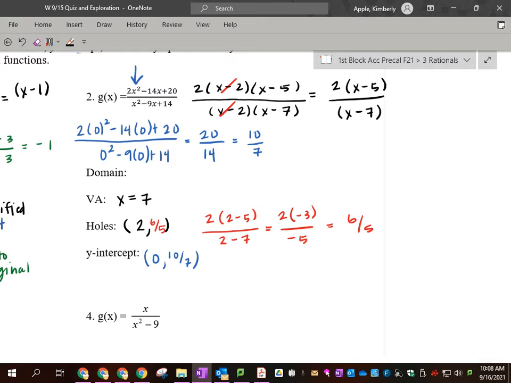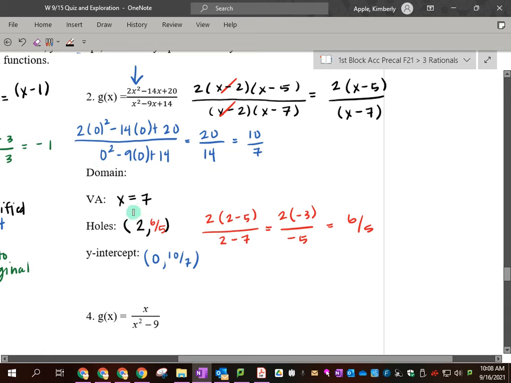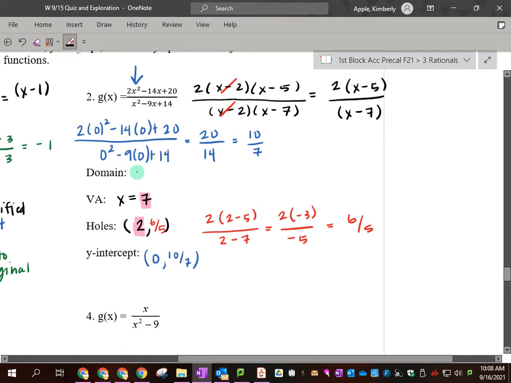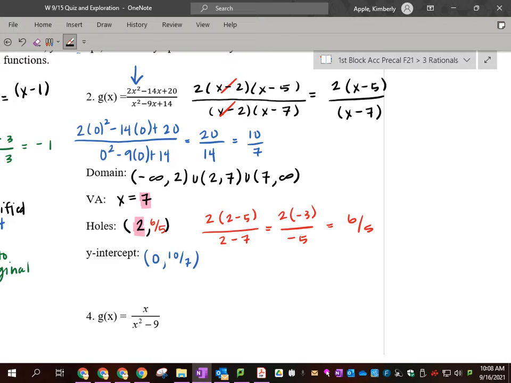And then I listed the domain first, but we're going to do it last because we need to know where these interruptions in the domain are occurring in order to write it, okay? So interruptions happen at holes and the asymptotes. And so we're going to have multiple intervals. Starting at negative infinity, we go until we hit the hole at 2. Then we pick back up at 2. And we go until we hit the asymptote at 7. And then we pick back up on the other side of 7, and then we continue on to positive infinity. So you can have multiple intervals, right?